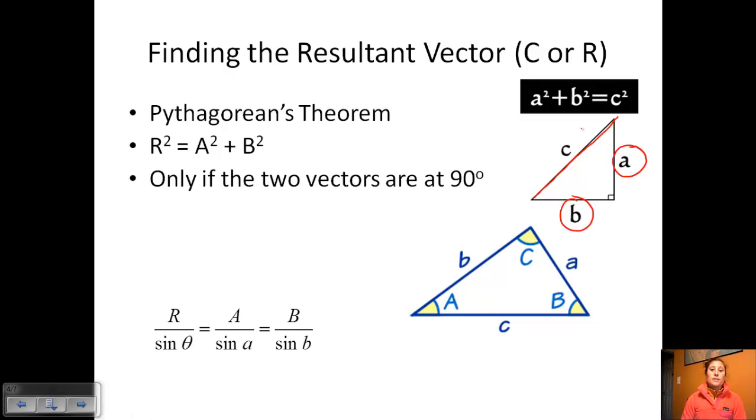This will only work if the vectors are at 90 degrees from each other, and that's what this indicates, that a and b are at 90 degrees. You can only use this method if that's your situation.